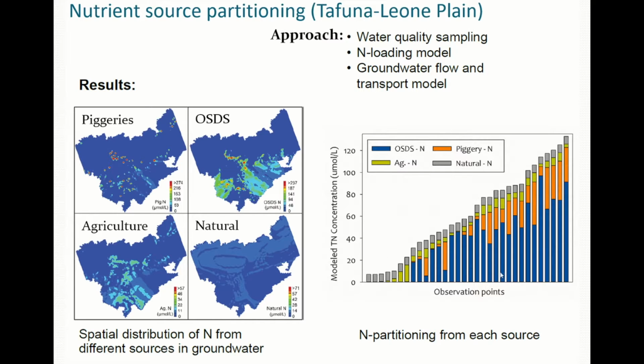Why is this important? Because if you want to reduce the contamination, you start by attacking the highest risk, which is from septic systems, as we can see here. This map here shows the distribution of contaminants caused by each, like piggeries here, OSDS, septic systems, agriculture, and nature.